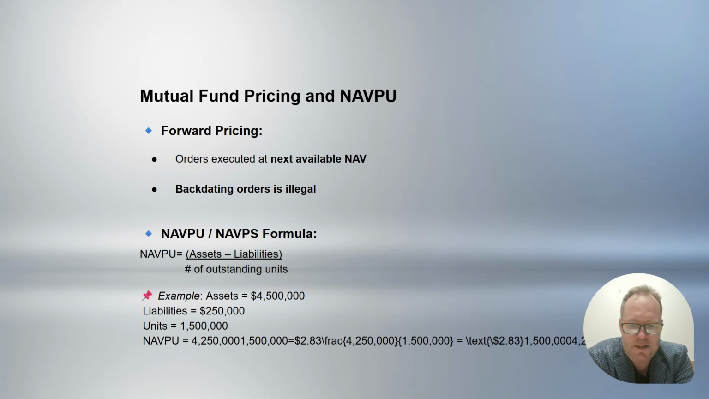The text I've got there doesn't show up very well, but the answer to that would be $2.83. That would be the NAV per unit, the net asset value per unit for that mutual fund. Again, we don't normally calculate that ourselves. That's always calculated for us via technology, but you need to know how and why for the exam.